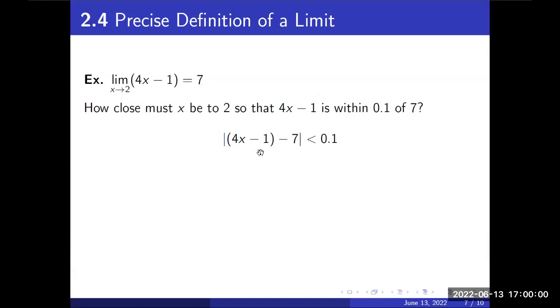Instead of taking 4x minus 1 and putting it between 6.9 and 7.1, we've done something that looks a lot different. We've got some absolute values. We're taking our function and subtracting what the limit will equal. We're saying the difference between the function and the y value, what the limit equals, if we find that difference or that distance, is going to be less than 0.1.